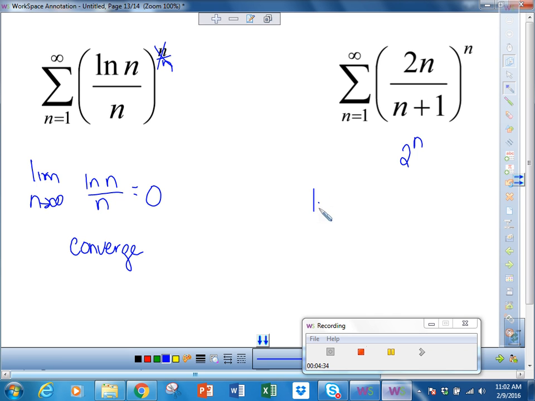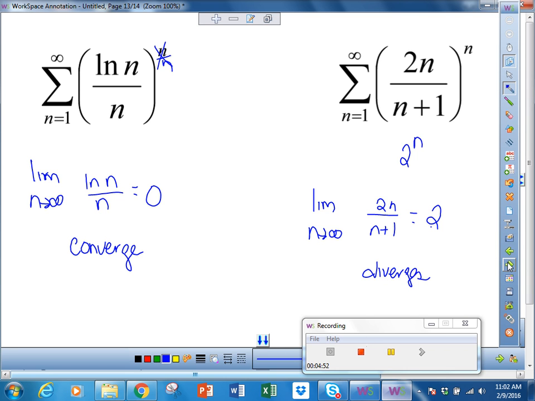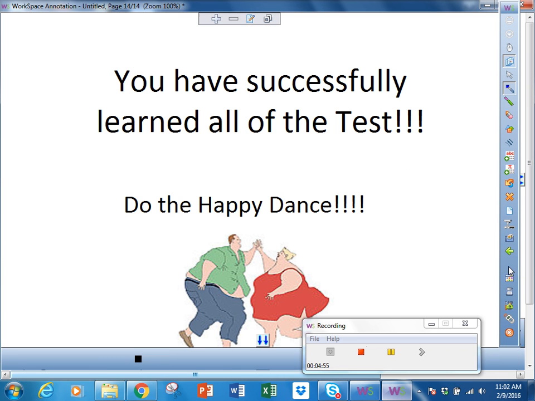If you don't like that, then we can just do the limit as n approaches infinity. Taking the nth root, we get 2n over n plus 1, and that limit is 2. So both ways show us that this diverges because we got something greater than 1. And that is the root test, and that is all of the tests that we will learn for this unit.